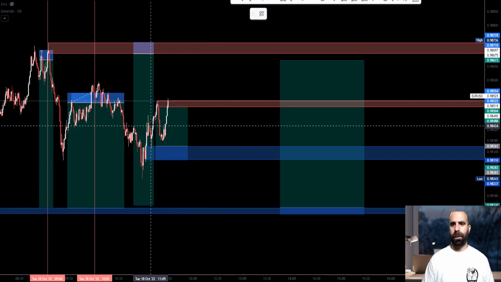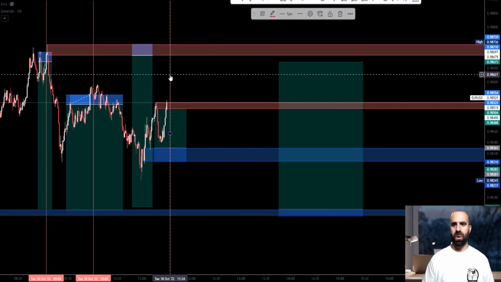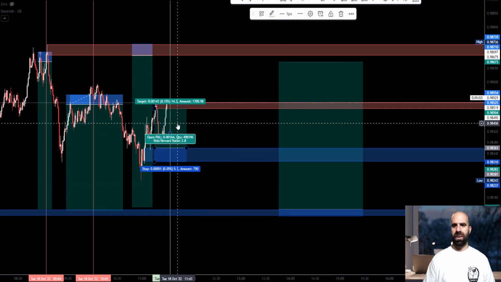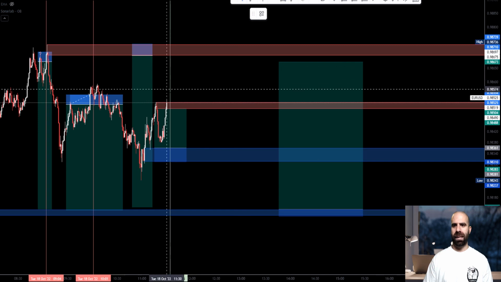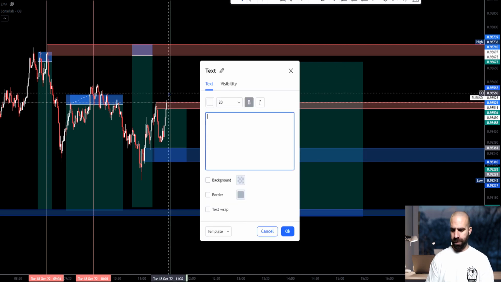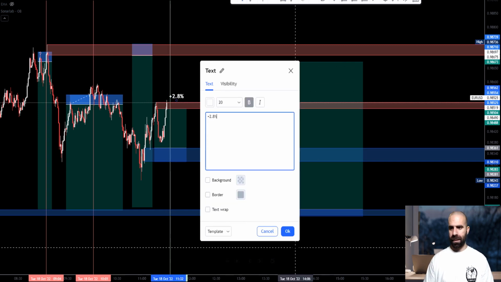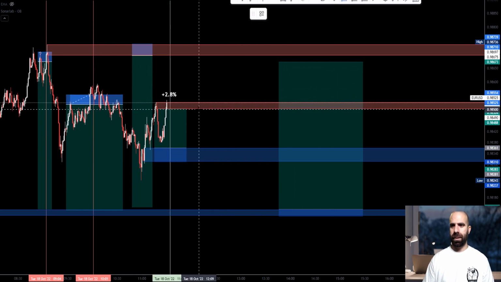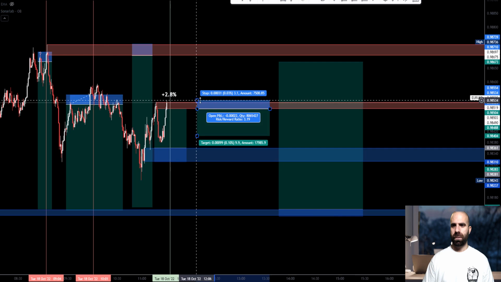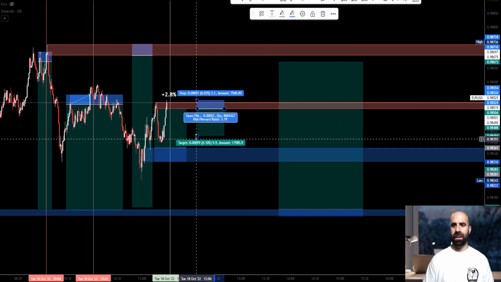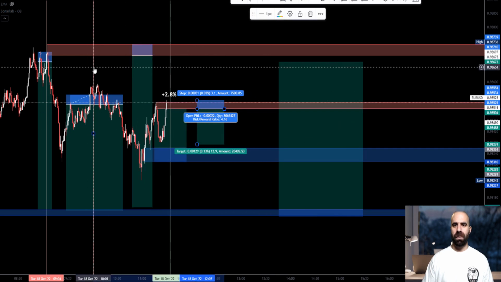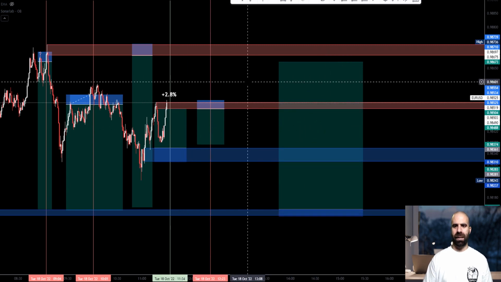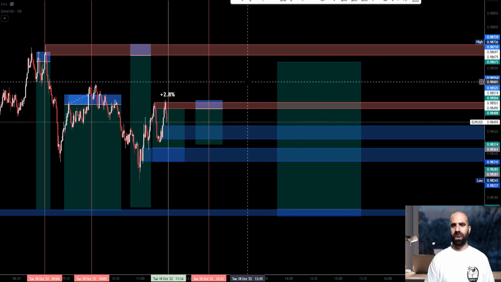Let's go ahead and do that as green. Okay, and this is a plus 2.8%, plus 2.8%, and at the same time we do have a losing trade right here, because we would be entering right here. So we have another -1. I know this is a mess right here, but we have to do it this way.